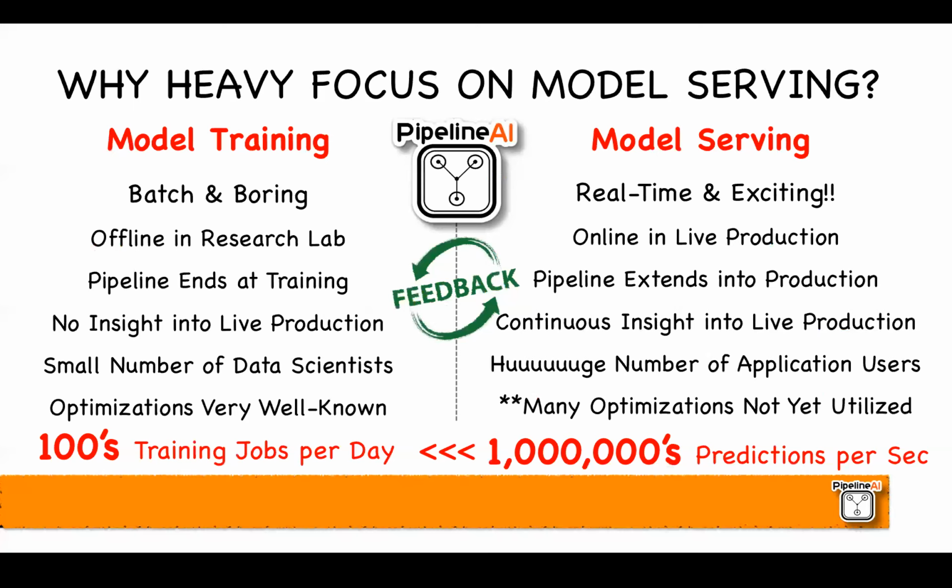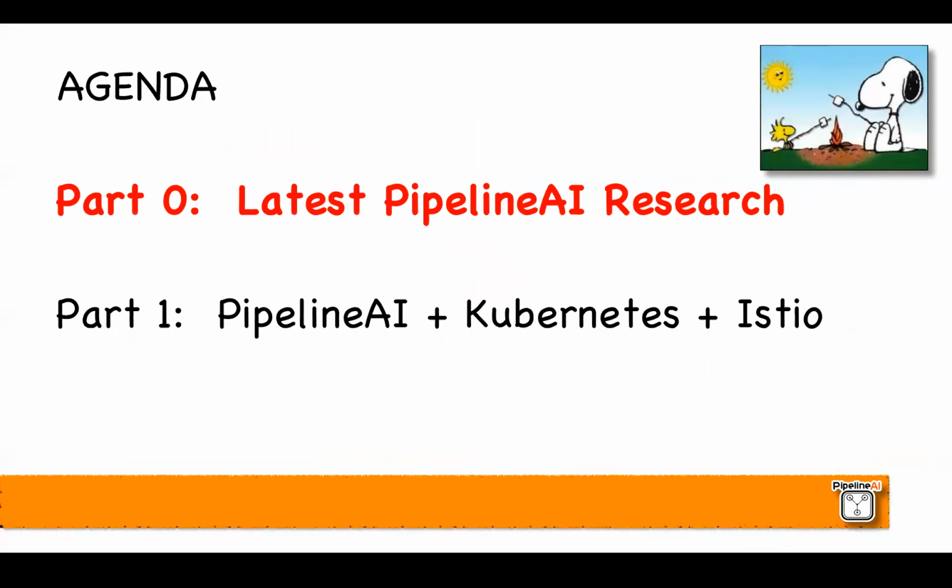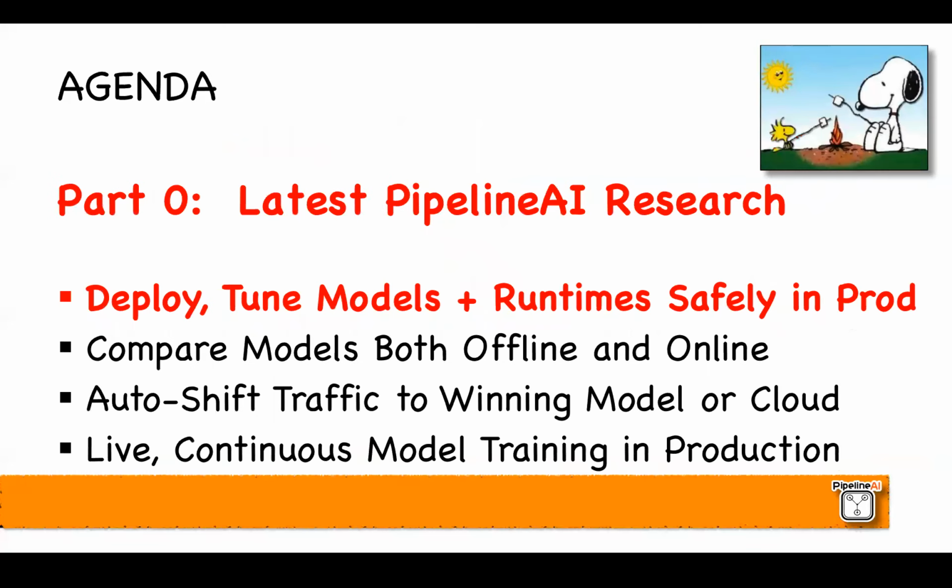And it's not good enough to just test offline. You have to test these things online. There are millions of predictions happening per second, versus maybe hundreds of training jobs at best per day. If you can make small optimizations at that scale, this is huge. So I'll speed this up a little bit.